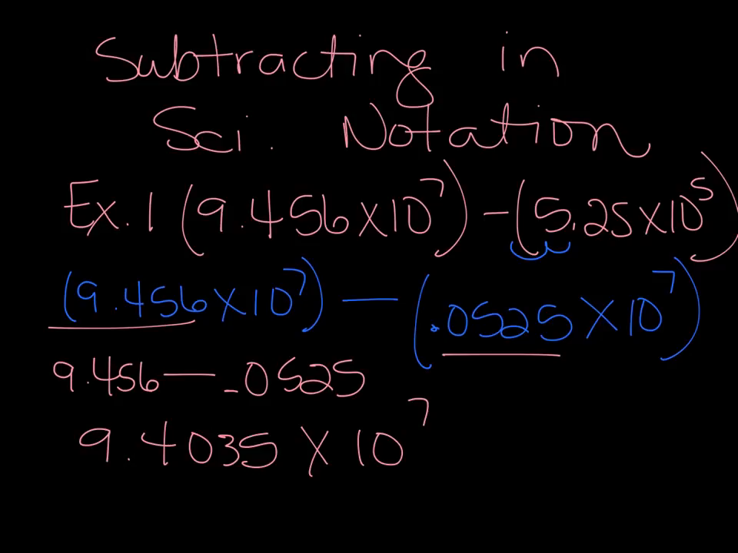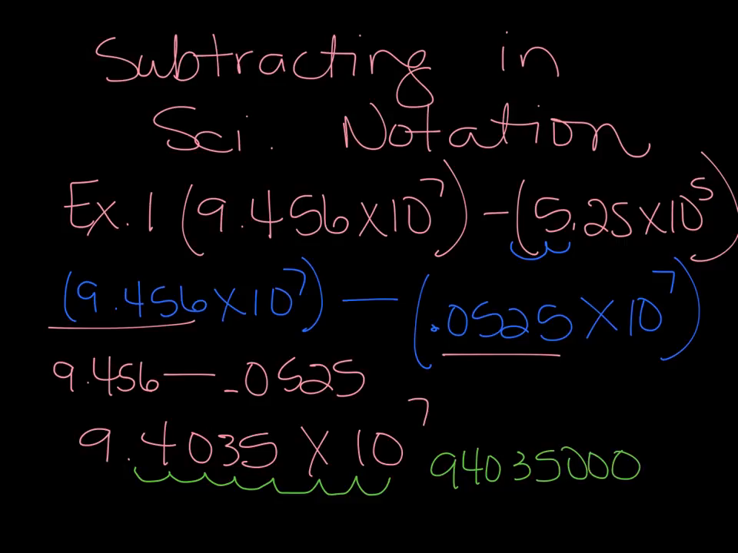Okay, just like in addition, I'm also going to have you, in your homework tonight, move your answer to standard notation so that you have 2 answers on every problem. So if I go to standard notation, I'm going to go 7 places to the right, 1, 2, 3, 4, 5, 6, 7. So we get 94035, and I need to add 1, 2, 3 zeros. So it looks like I have 94,035,000.